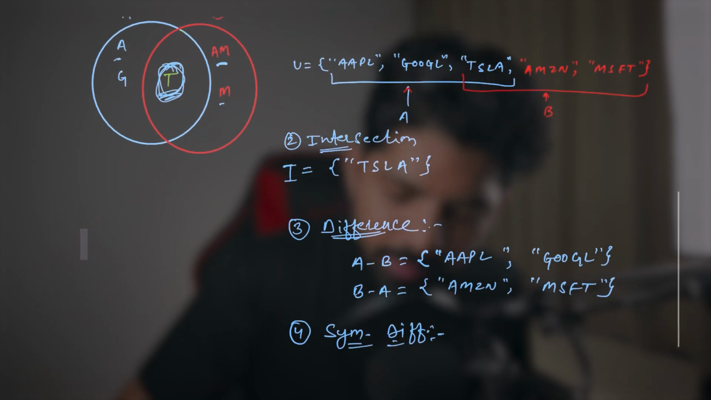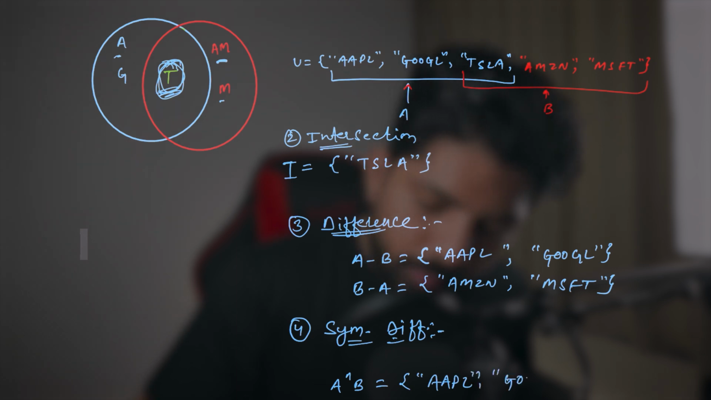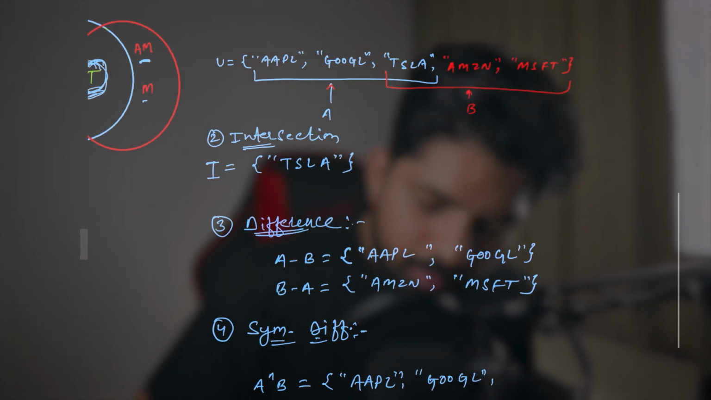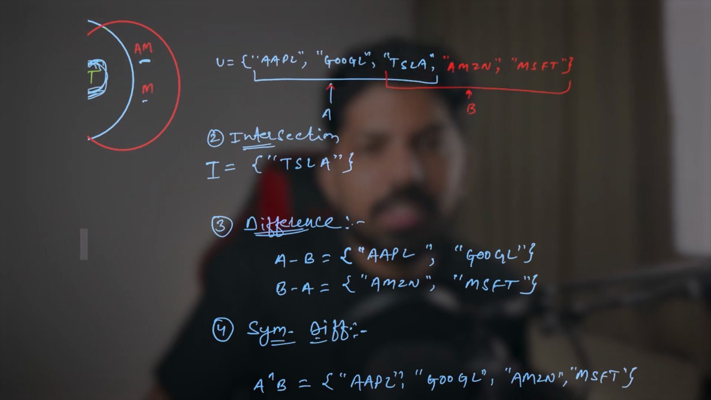So we'll write A symmetric difference B, and then we will write the remaining elements, which is Apple. Then we have Google and Amazon, and we have the Microsoft. So that is the symmetric difference.